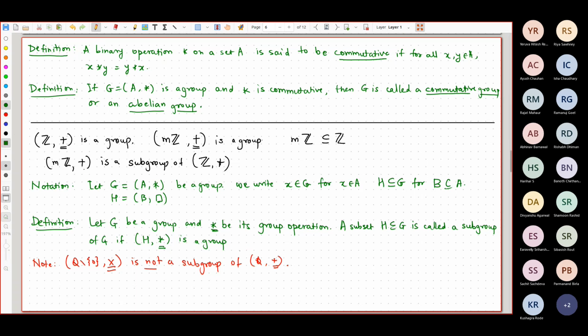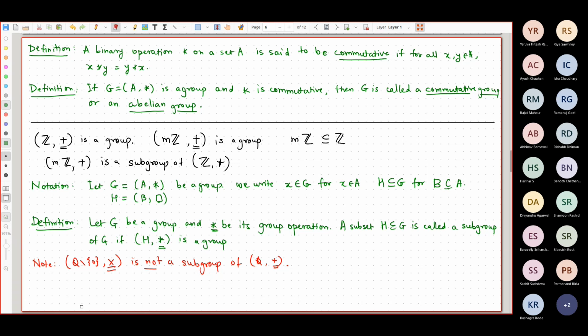I hope you understand, right? So H itself is closed under the star operation, the identity of G belongs to H, and if some member f of G belongs to H, then f inverse must also belong to H. That is what is implied by saying that H is a group. Any questions? Okay. All right.